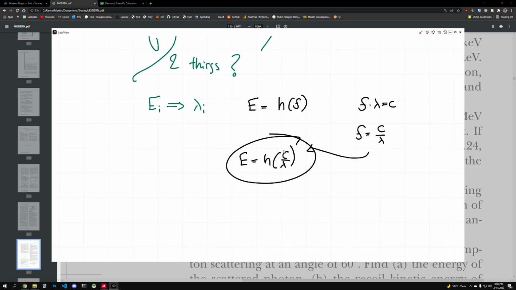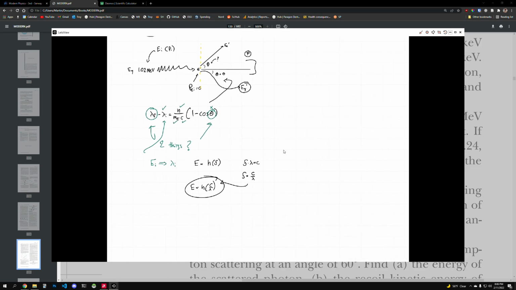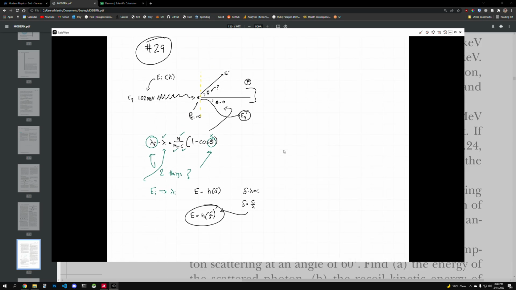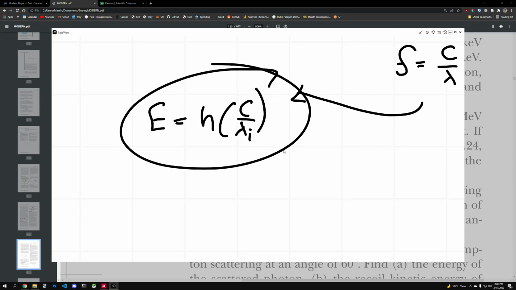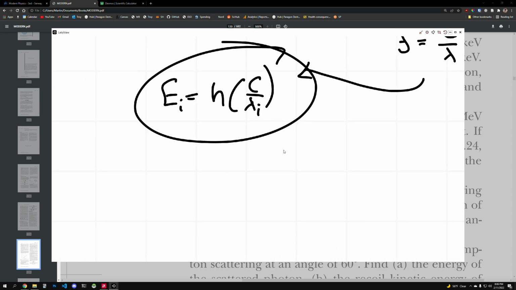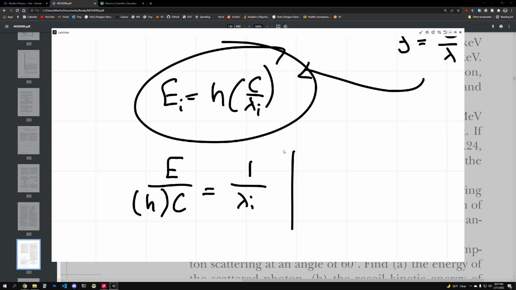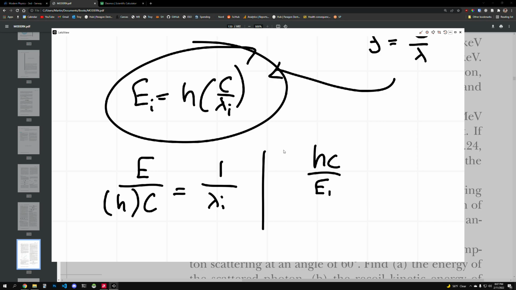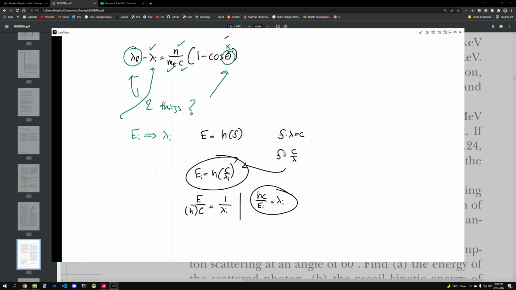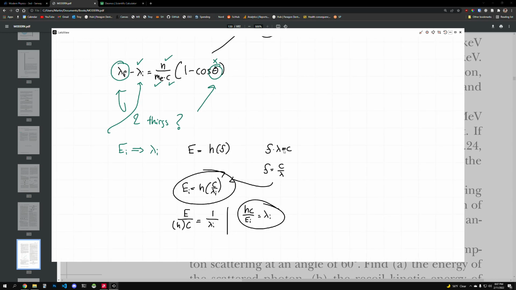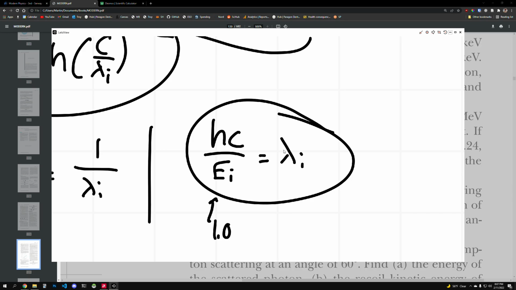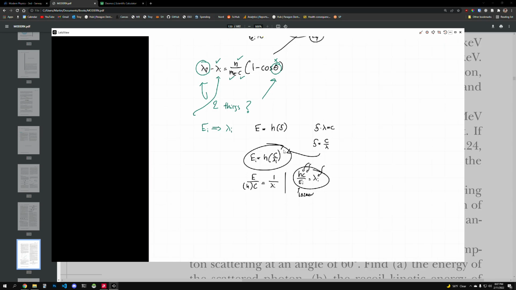So now we have an equation for energy. All right. Well, what can we do with that now? We can solve for lambda initial if this is energy initial. So E over Planck's constant times c is equal to 1 over lambda I, and therefore hc over Ei is equal to lambda I. So, okay, I have now successfully proven that we know this number. It is 1.02 mega electron volts, and we know these are constants. So I have proved to you that we do know lambda initial.